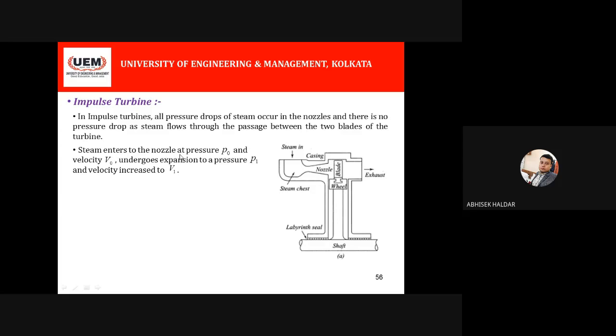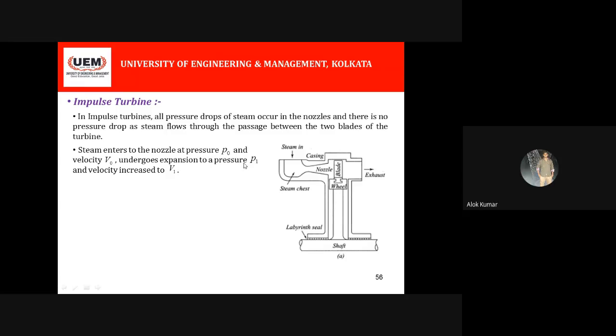Steam enters the nozzle at pressure P0 and velocity V0. Say this is the inlet of the nozzle and this is the outlet of the nozzle. So steam enters the nozzle at pressure P0 and velocity V0, undergoes expansion to a pressure P1, and velocity increases to V1. That means V1 is obviously greater than V0, and P1 is obviously what?